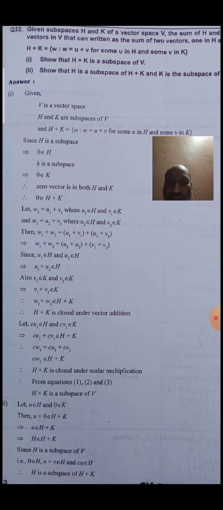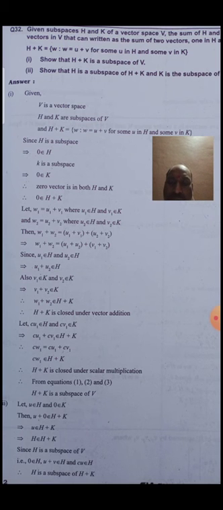Let CU1 belongs to H and CV1 belongs to K, which implies CU1 plus CV1 belongs to H plus K. Therefore, CW1 equals CU1 plus CV1. CW1 belongs to H plus K. Therefore, H plus K is closed under scalar multiplication. From equations 1, 2 and 3, H plus K is a subspace of V.